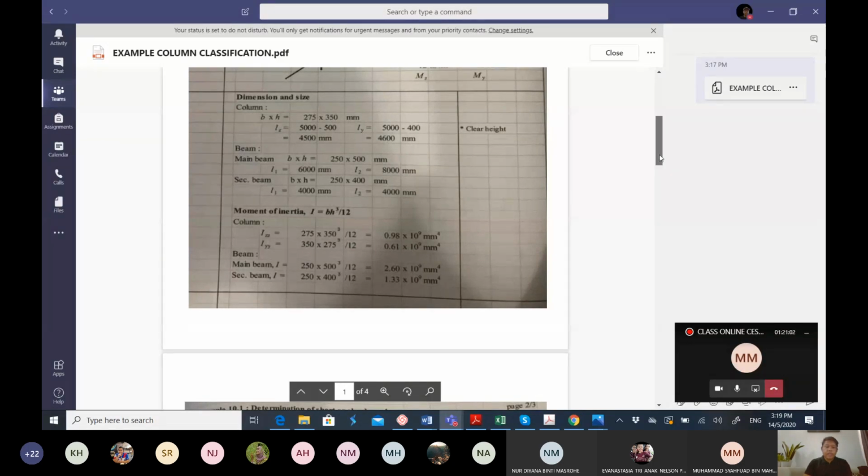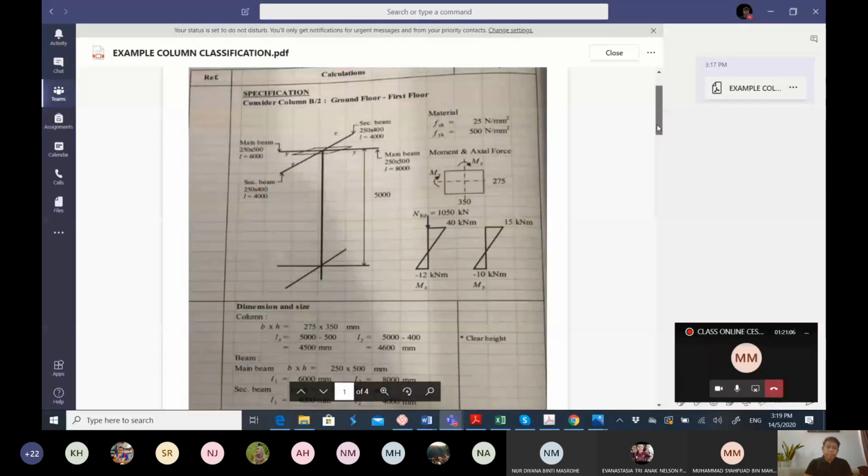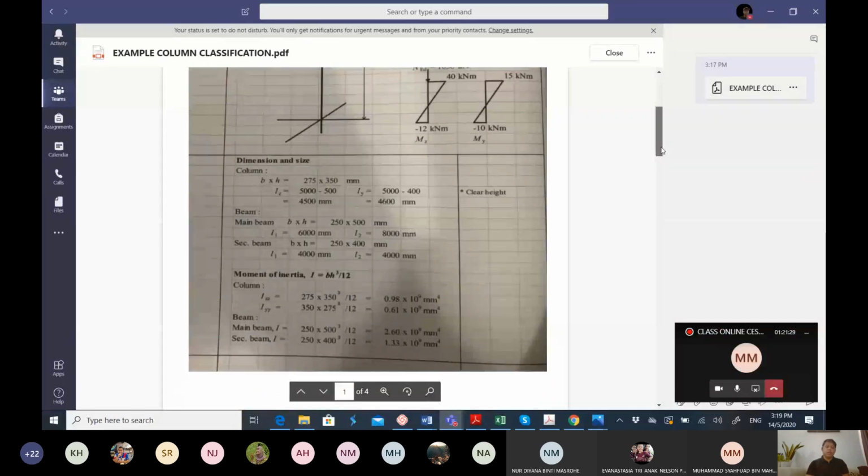Okay, 500 here is the H of the main beam. For LY, the effective length for the Y direction is equal to 5,000 minus the H of the secondary beam here, 400. So you will get your effective clear height here. And then for the main beam, you just write down the value because it is there. Okay, no problem.